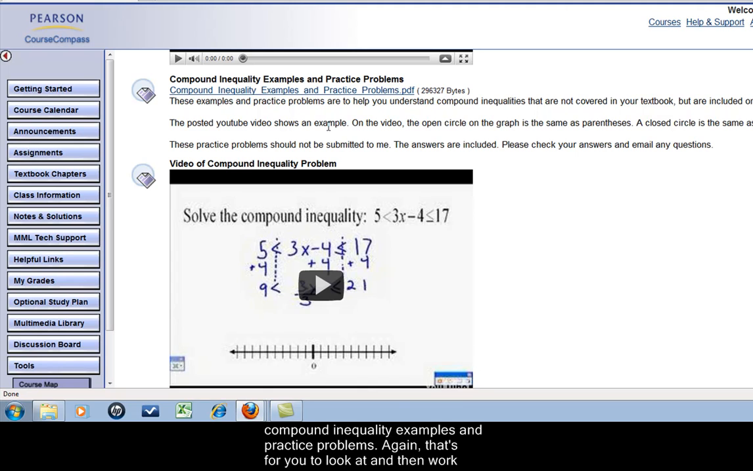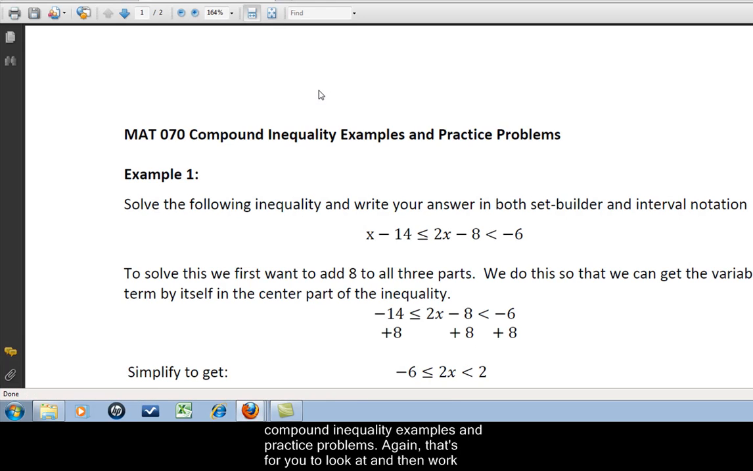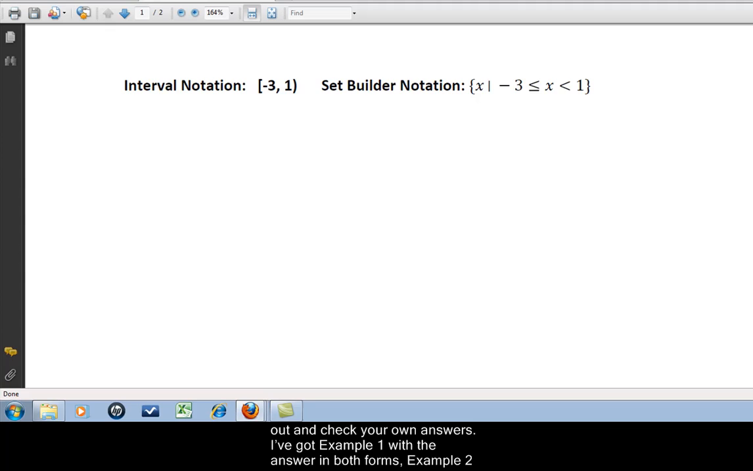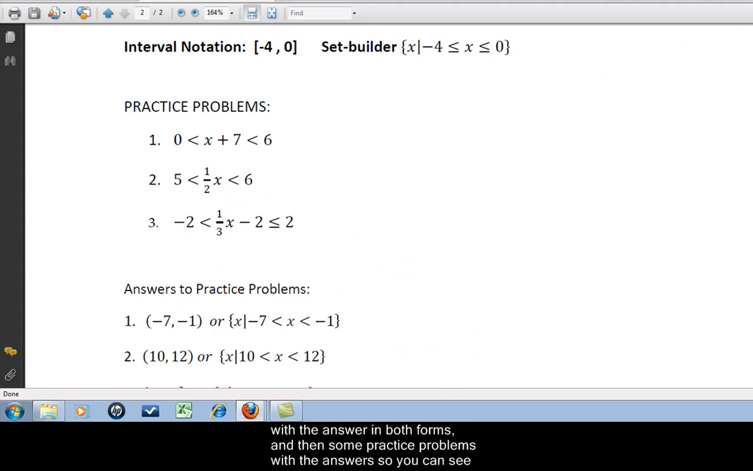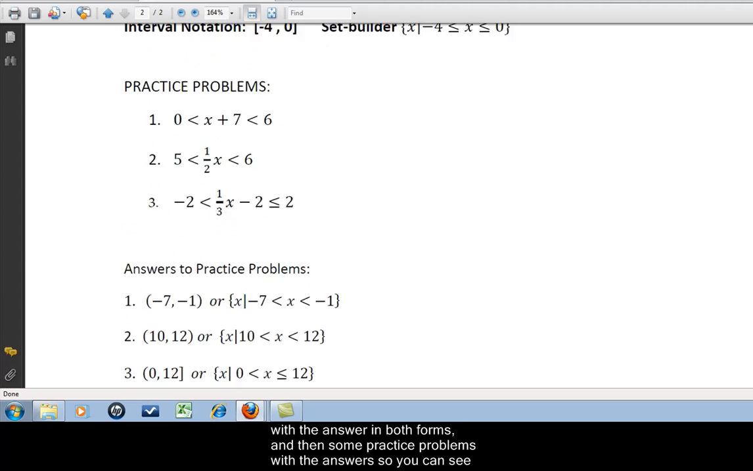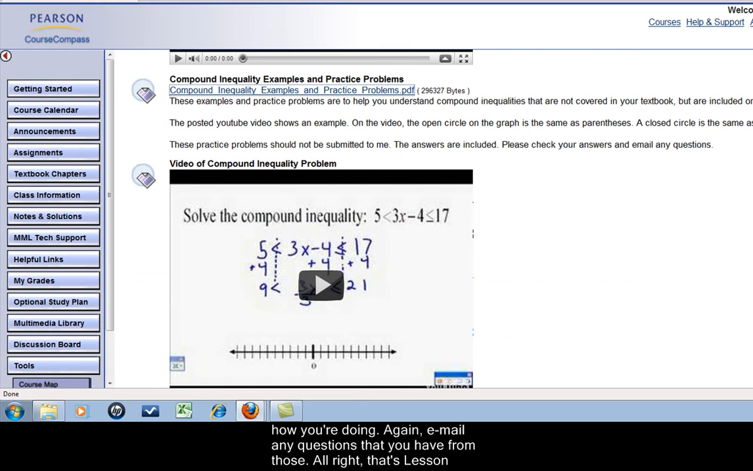I also included some compound inequality examples and practice problems. Again, that's for you to look at and then work out and check your own answers. Okay, I've got example 1 with the answer in both forms, example 2, answer in both forms, and then some practice problems with the answers so you can see how you're doing. Alright, again, email any questions that you have from those.